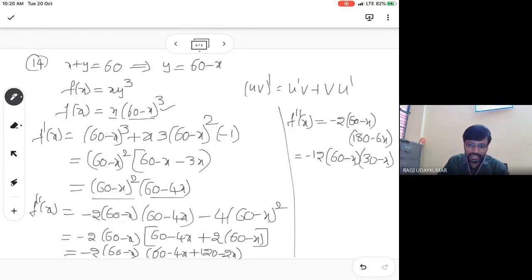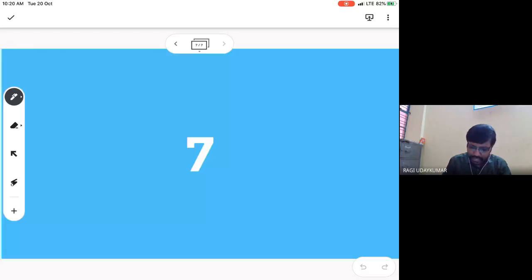So next, critical points. Actually, critical points we usually find first in all the problems. You can do it either way, that doesn't matter. It is not mandatory that you find the critical points first and the second derivative after. You can do it in any order. So find out the critical points.